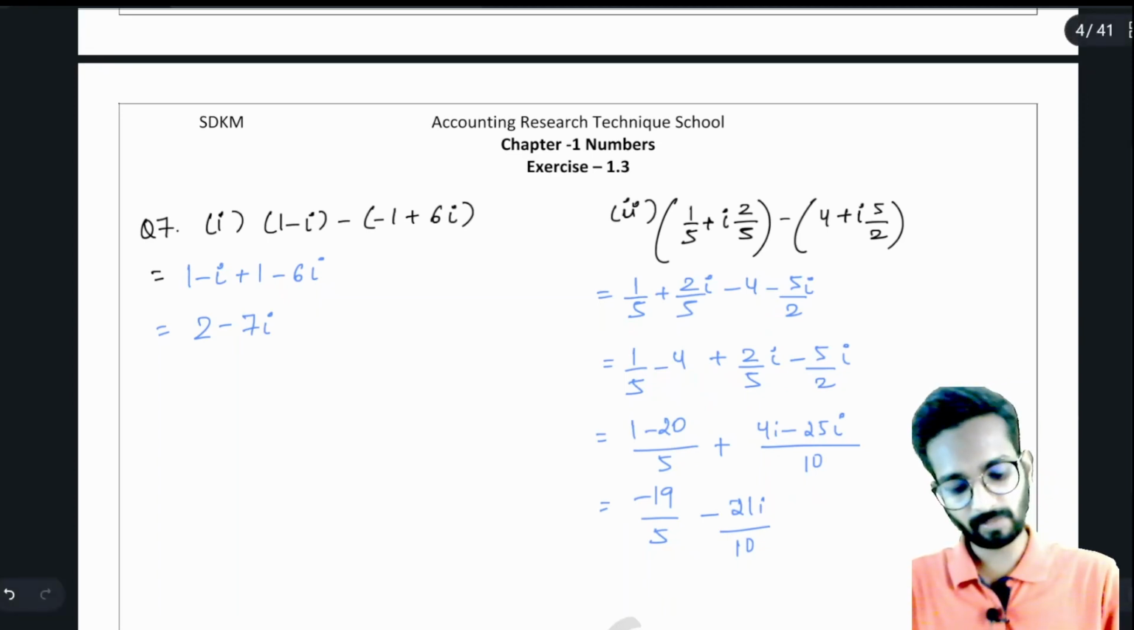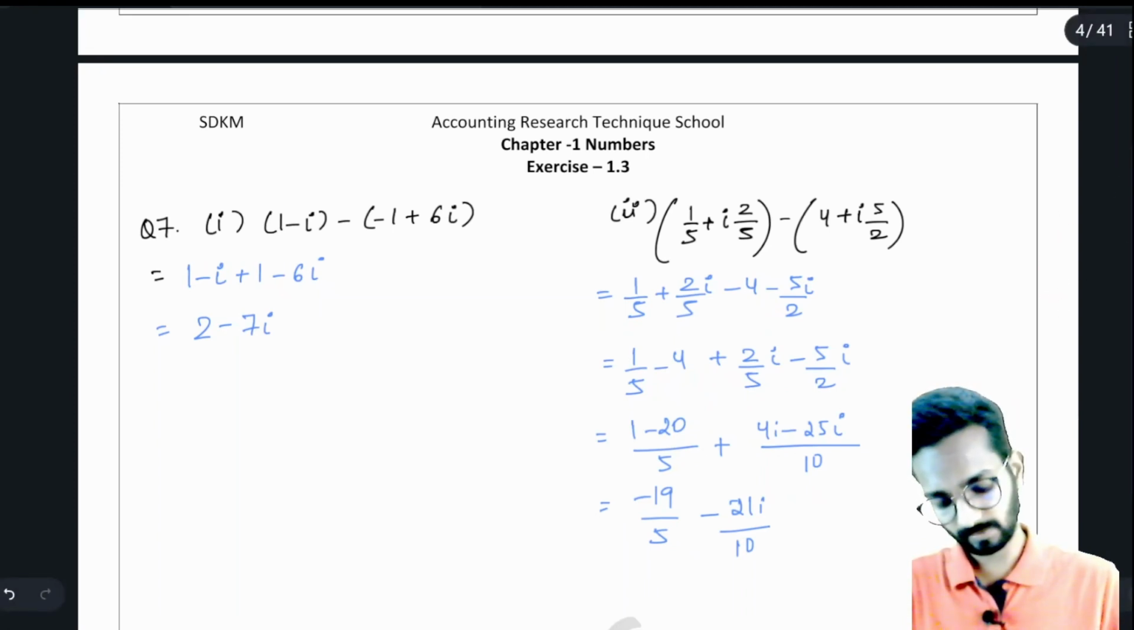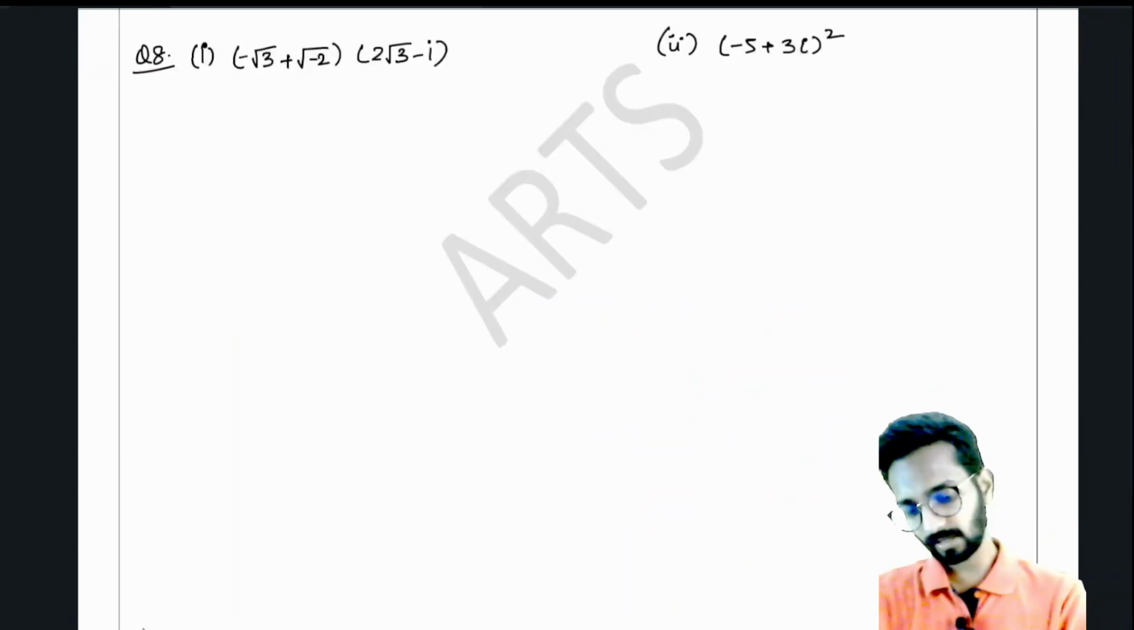This is how we will convert any sum into a plus ib form. What they are saying is a plus ib, that one number should be real and another number should be imaginary. How will it become imaginary? It has i with it. Understood? Now we will solve question number 8. How will we solve this?